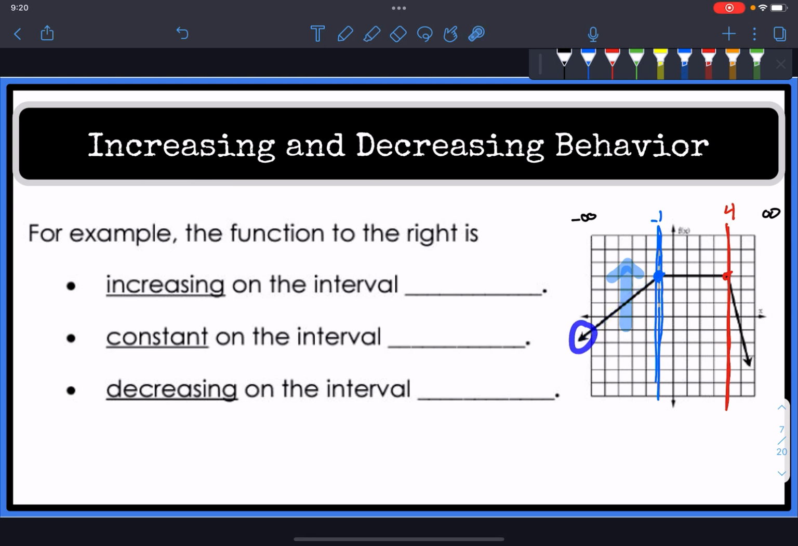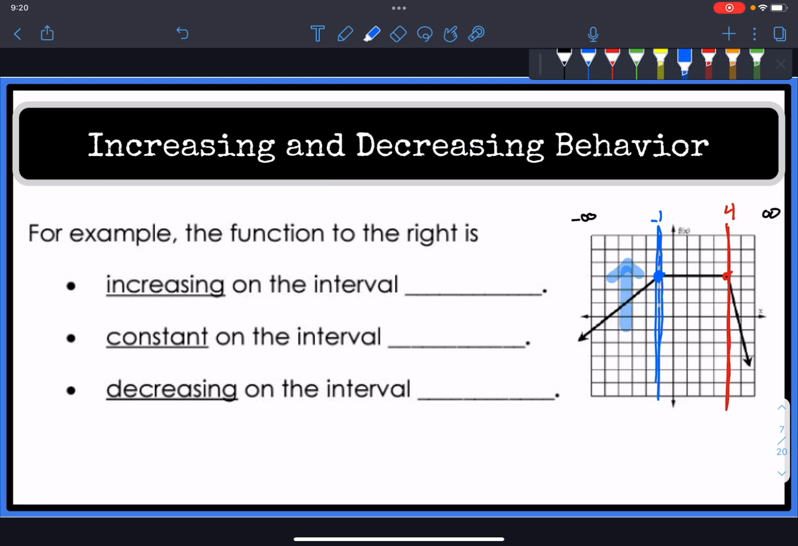Again, don't worry about the arrow pointing down. This is just the way it's behaving on the left end. But from left to right, the graph has an upward direction. From left to right, in between -1 and 4, the graph is horizontal, so it does not move up or down. So it's constant. And from 4 to infinity, the graph is moving downwards, again from left to right.